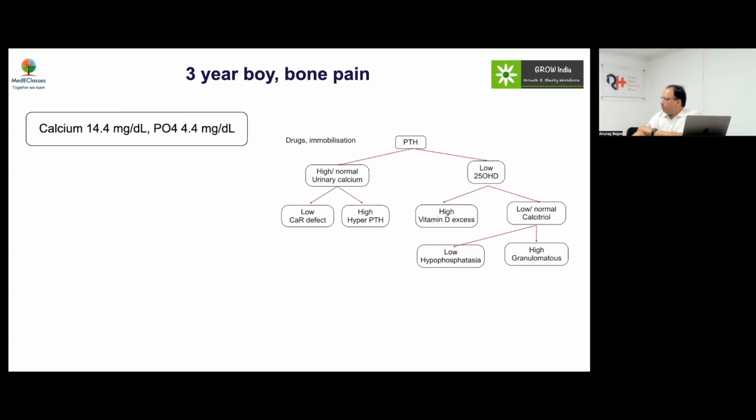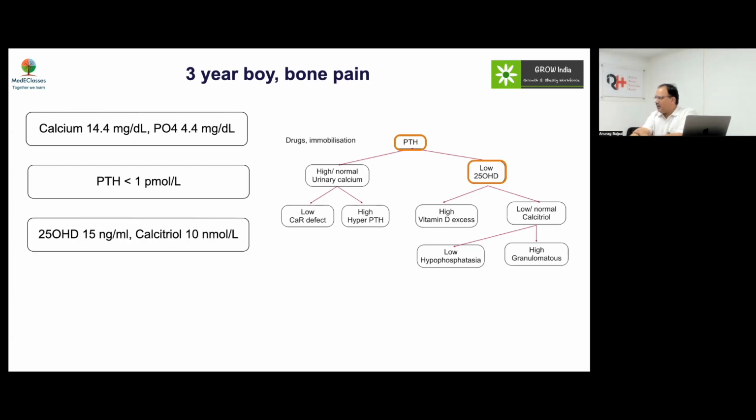3-year-old boy with bone pain, calcium is 14.4, phosphorus is 4.4. So it's neither here nor there. PTH is undetectable, so this is a PTH independent cause. Your vitamin D is normal, calcitriol is normal. So what are you thinking here?